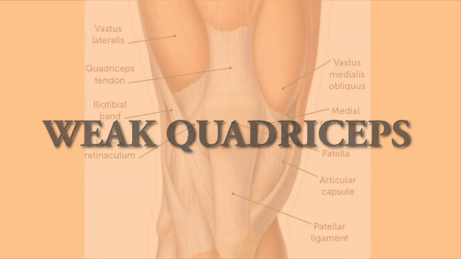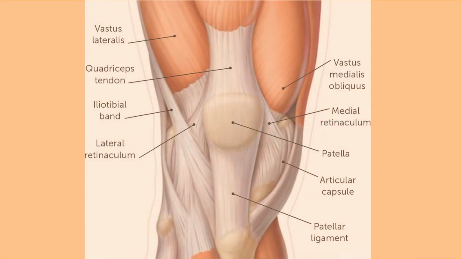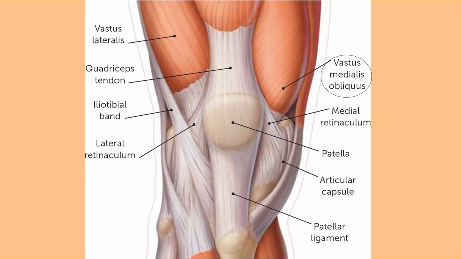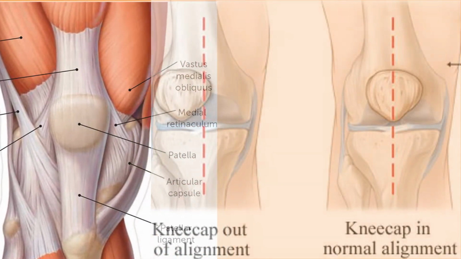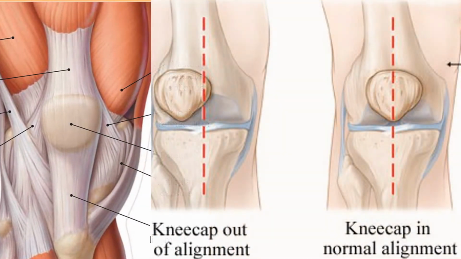Weak quadriceps. The medial quadriceps, also known as the VMO, is attached to the inside of the kneecap. The lateral quadriceps, called the vastus lateralis, attaches to the outer edge of the kneecap. Often, if there's an imbalance of the two muscle groups, the VMO is the weaker one, allowing the vastus lateralis to pull the kneecap outward. This causes poor tracking and friction on the kneecap as the knee bends and extends.